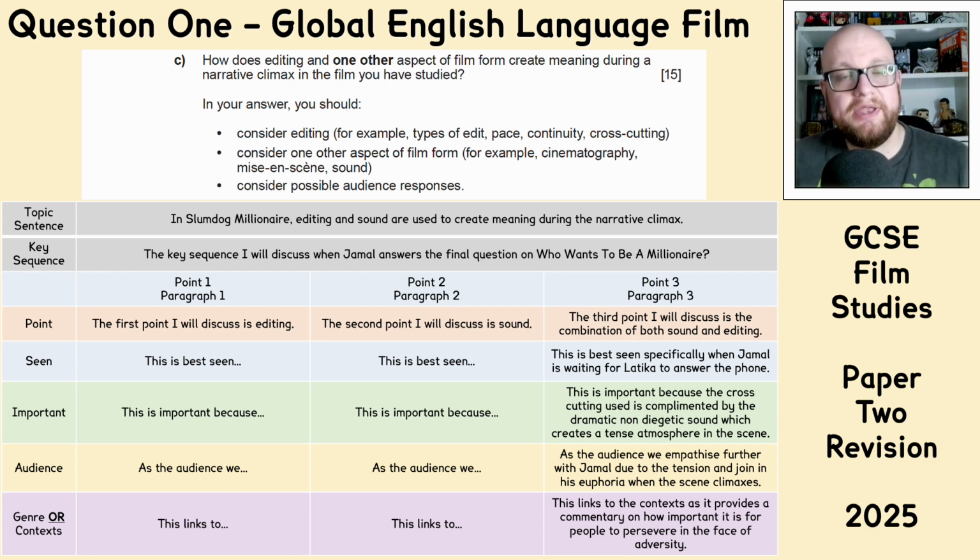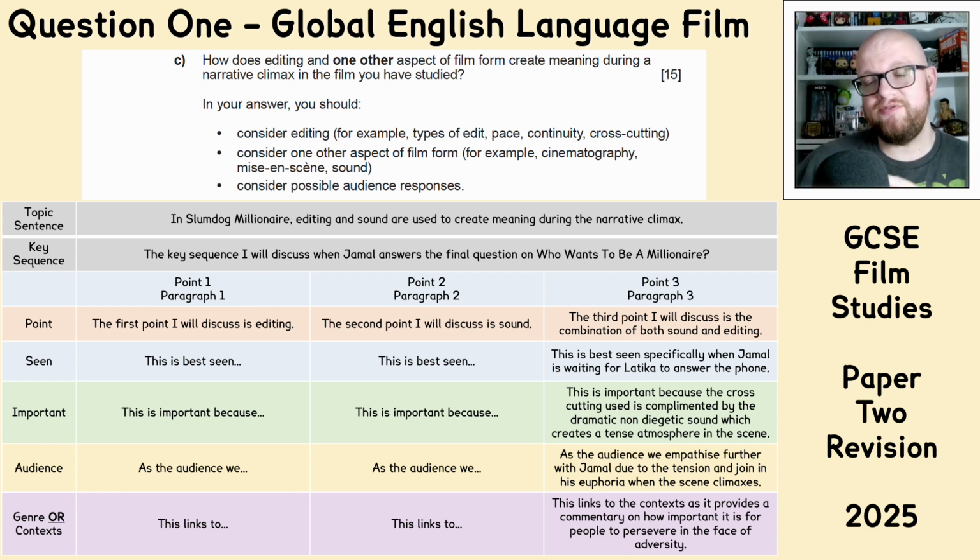When you come to paragraph 3, so the combination. So the third point I will discuss is the combination of sound and editing. This is best seen specifically when Jamal is waiting for Latika to answer the phone. This is Slumdog Millionaire, by the way. This is important because the cross-cutting used is complemented by the dramatic non-diegetic sound, which creates a tense atmosphere in the scene.